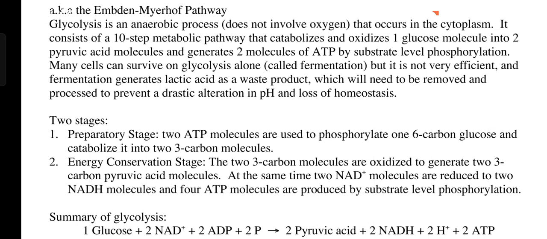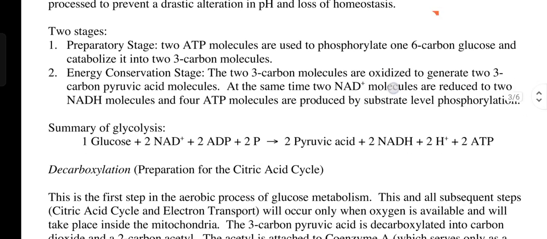Many cells can survive on glycolysis alone, called fermentation, but it is not very effective, and fermentation generates lactic acid as a waste product, which will need to be removed and processed to prevent a drastic alteration in pH and loss of homeostasis. Two stages.